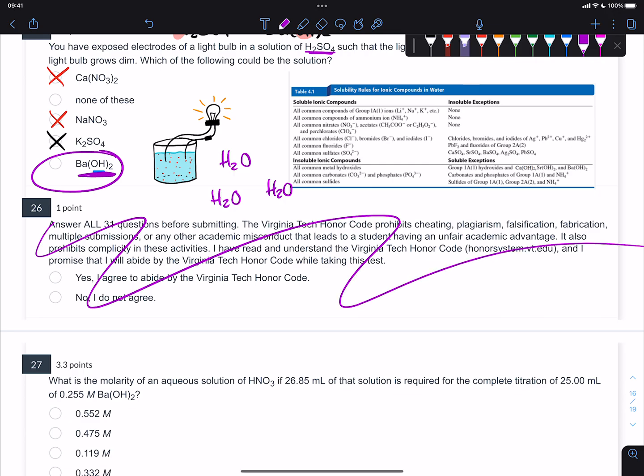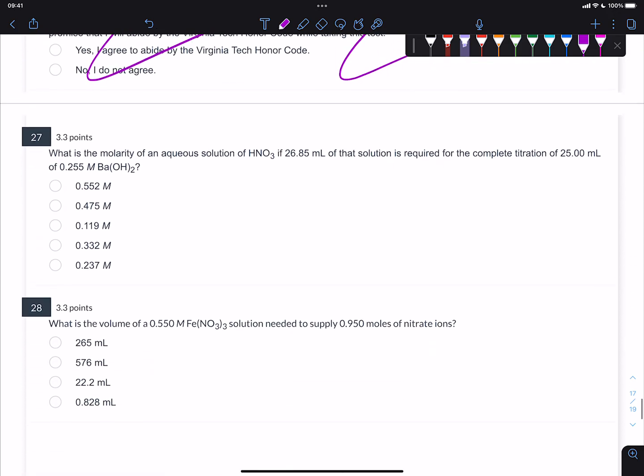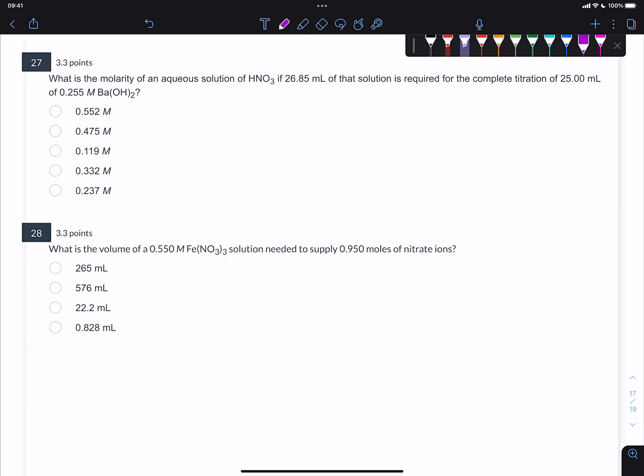26 is just a honor code. 27. What is the molarity of an aqueous solution of nitric acid if 26.85 milliliters of that solution is required for the complete titration of 25 milliliters of this molarity of barium hydroxide?